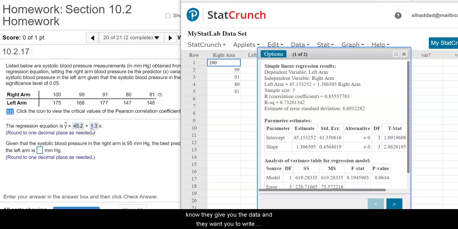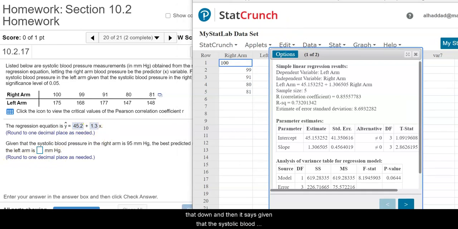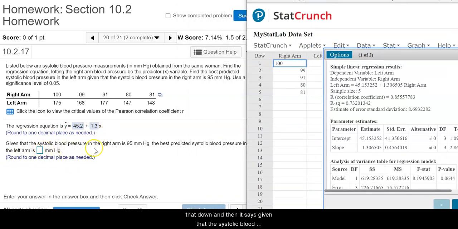This is a different question that is similar in that they give you the data and they want you to write the regression equation. So I did it in StatCrunch and copied it down. And then it says, given that the systolic blood pressure in the right arm is 95, find the best predicted systolic blood pressure in the left arm.